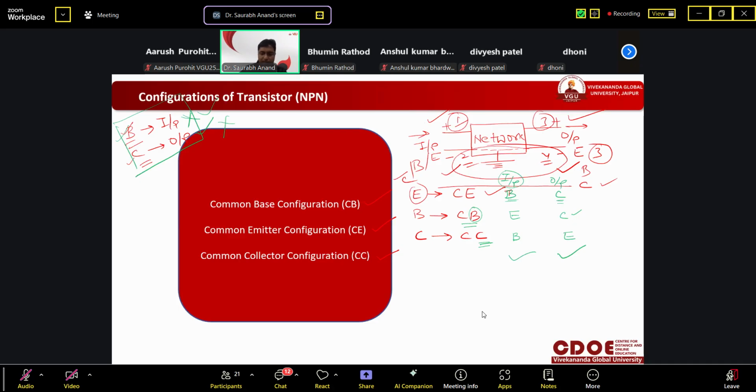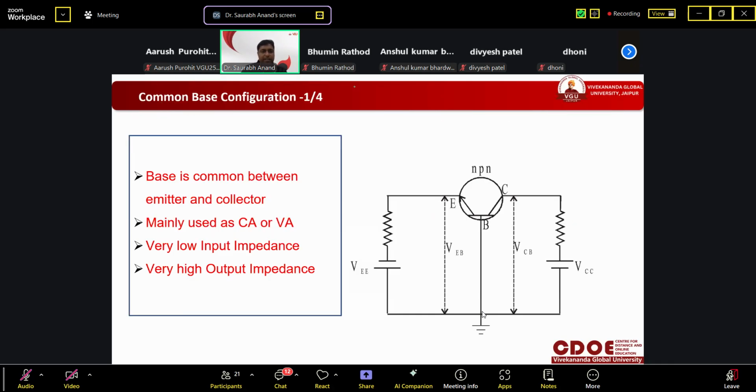Got it? So if we talk about the common base configuration, this is the first configuration. We have used the transistor here because we have to make the base common. That is why we have drawn it like this. In every case we will draw it like this, but in common base, because the base is here, we have to ground this line, so we need to just rotate it.